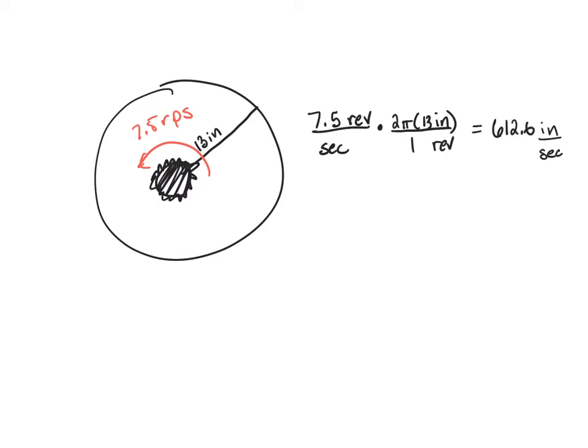612.6 inches per second. That's not a number that you would usually tell somebody about how fast a bicycle would go. So let's go ahead and do a conversion on that to get miles per hour. So my goal over here is miles per hour.